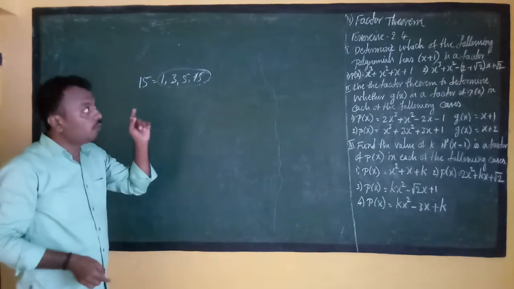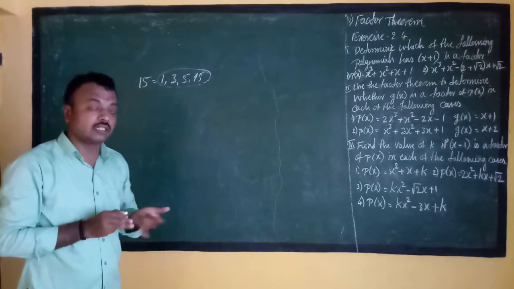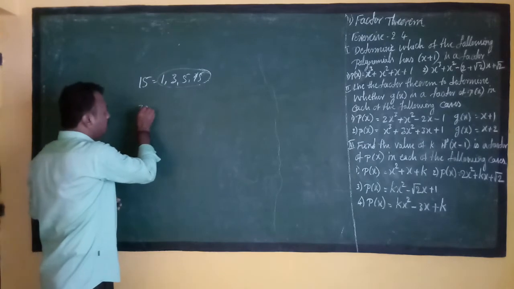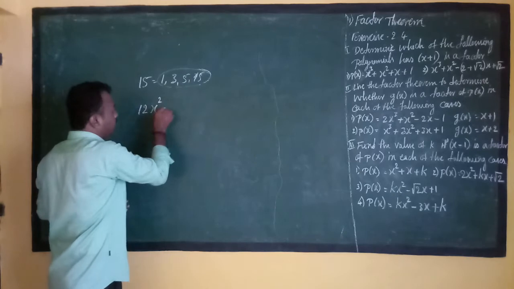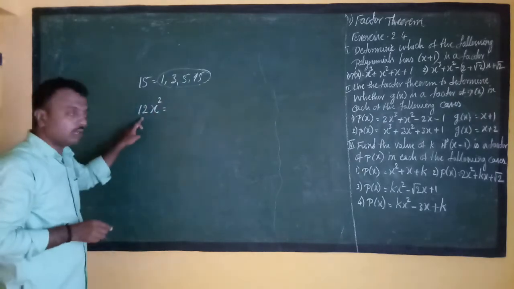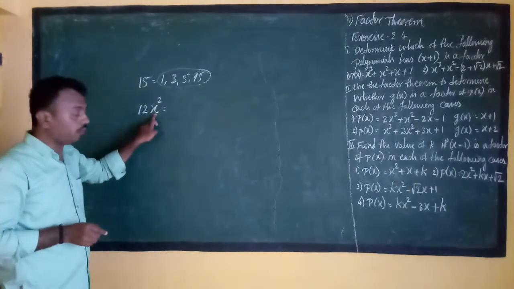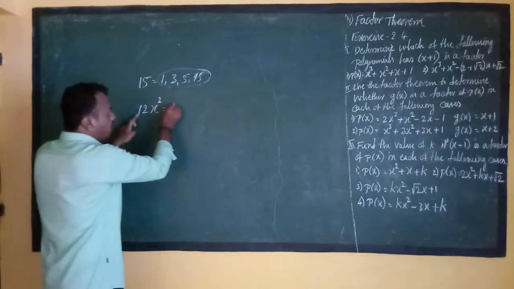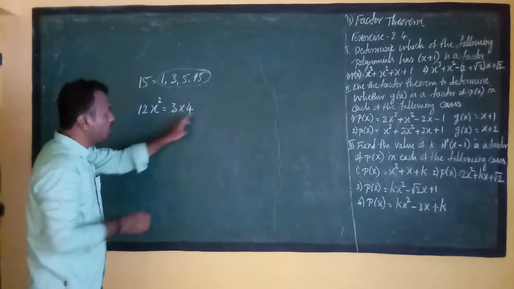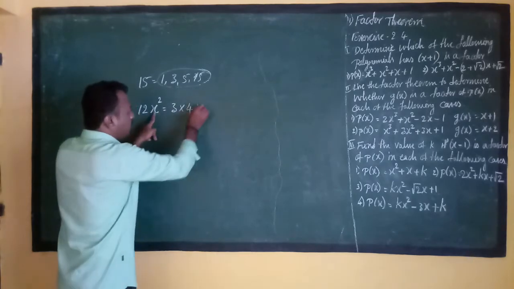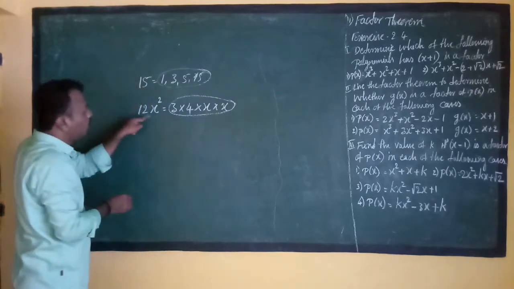Like that, algebraic terms also have factors. For example, I will take 12x square, which is an algebraic term. Here 12 is the numerical coefficient and x is the algebraic part. The factors of 12 are 3 into 4, and x square means x into x. So these are the factors of 12x square.